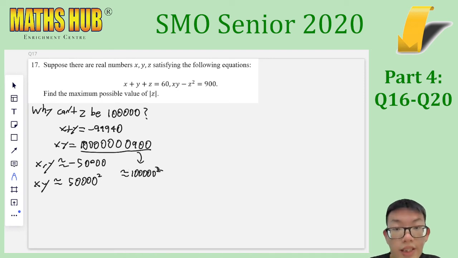So the point of this example is to say that, you know what, z can't be that big because x plus y and xy do have some constraint. You can't just have x plus y be very small and xy be very big. So with that in mind, let's rewrite the equations first. Now the focus should be on x plus y and xy.